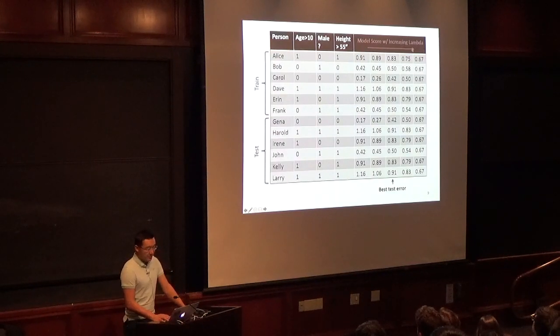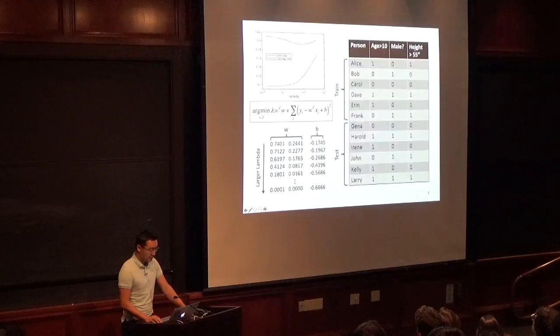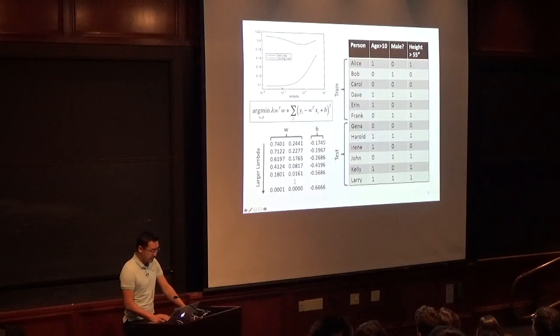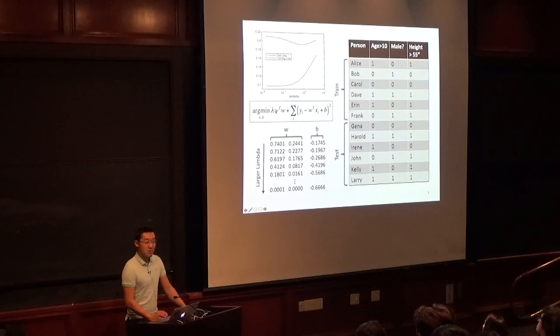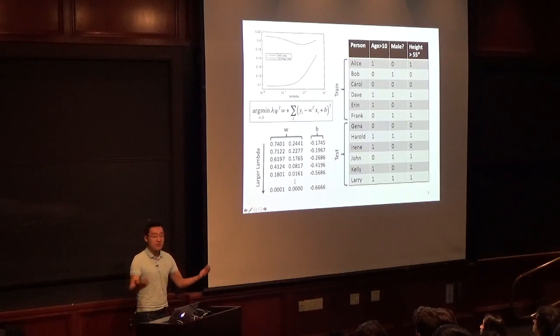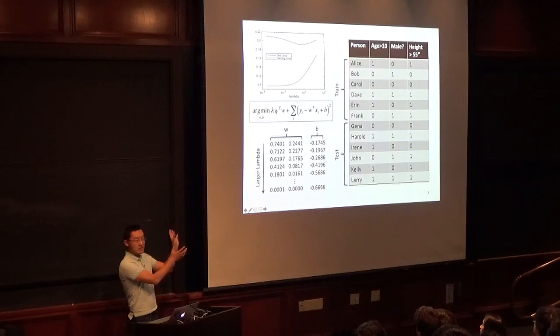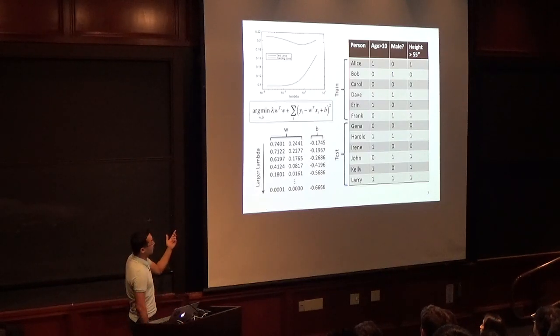So as lambda becomes infinity, you can also verify for yourself, for this optimization problem, any w that is non-zero gives you infinite loss. It gives you an infinite cost on this learning objective.